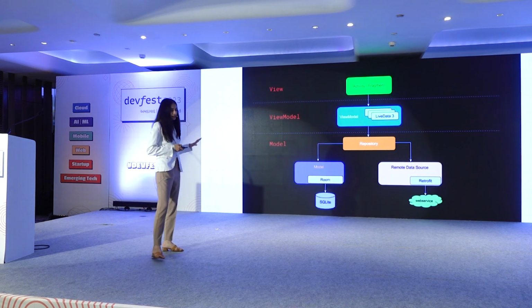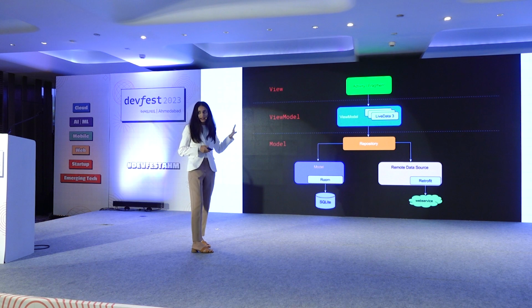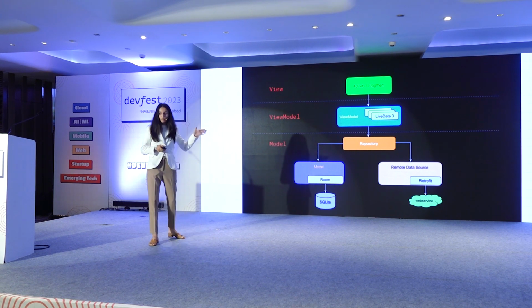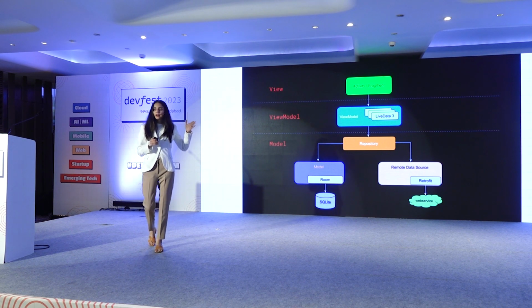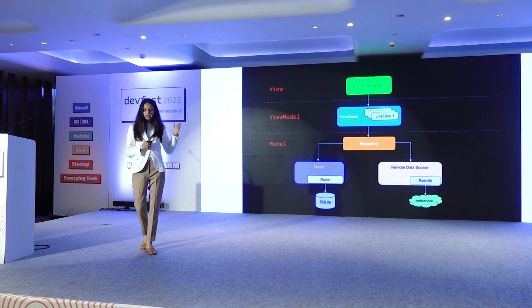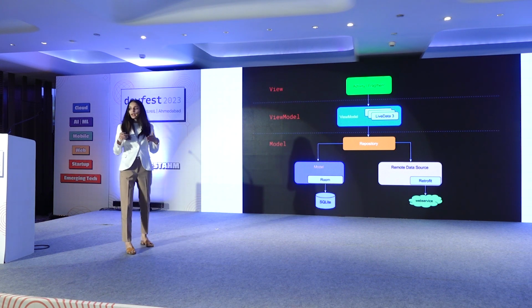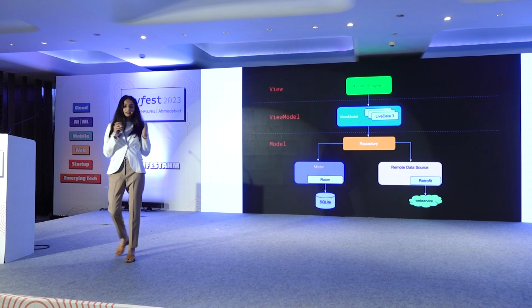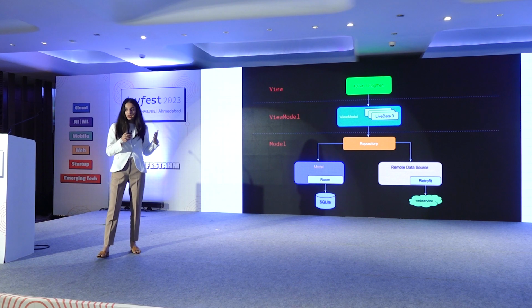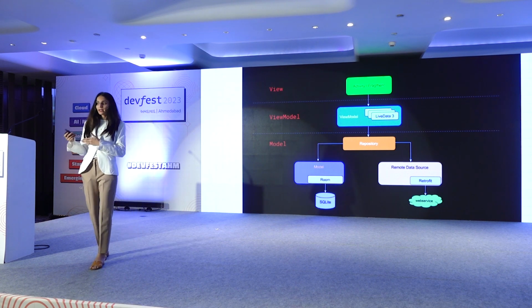So here this is the most famous diagram of MVVM. Here in the view we will have the activity, in the view model we have the live data. If you know about the Android architecture components, live data is one of them. And in the model we have the repository, and repository will be in two parts: it will get the data from a data source which is local, and it may get the data from the API as well.